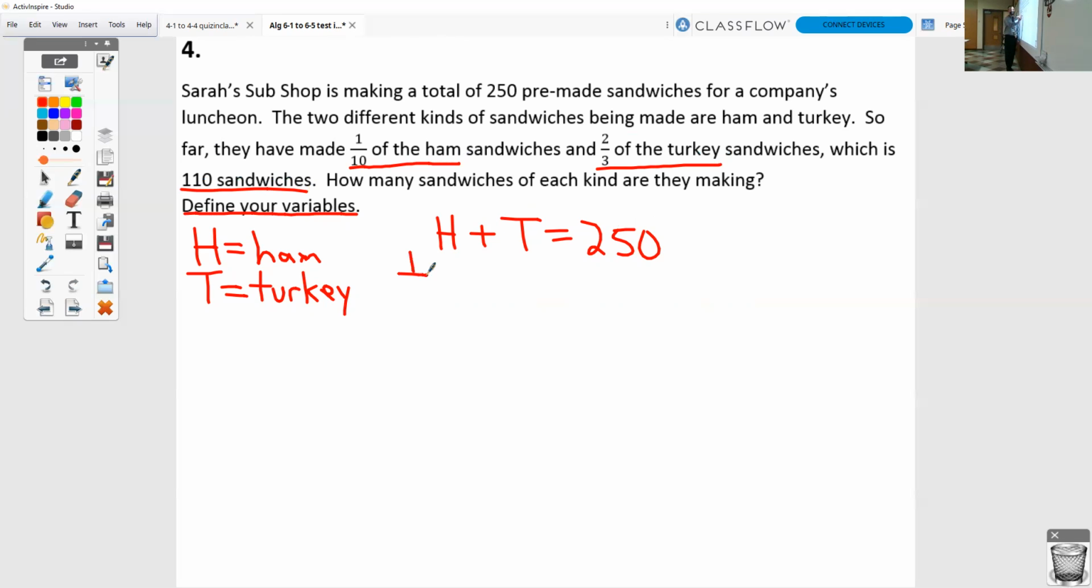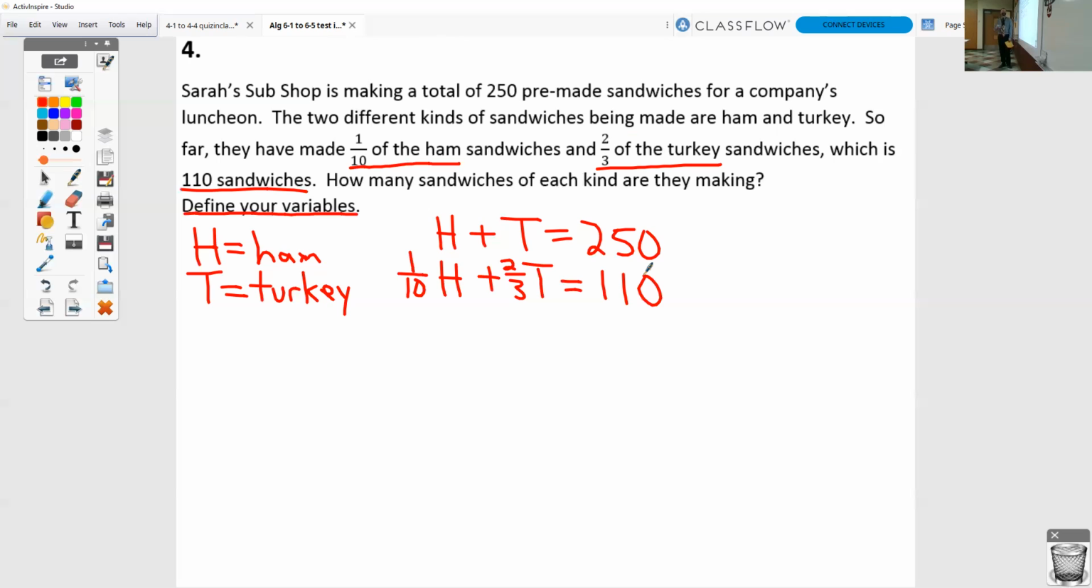1/10 of the ham, 1/10 H, and 2/3 of the turkey, 2/3 T, equals 110. How many of each sandwich are they making? Now, could you change your fractions into decimals? Sure. Top divided by bottom, 1 divided by 10 is 0.1, 2 divided by 3 is 0.6 repeating. Don't accidentally use 0.6, it's really 0.666666666. If you use 0.6, you'll get the wrong answer. So be careful if you do it that way.